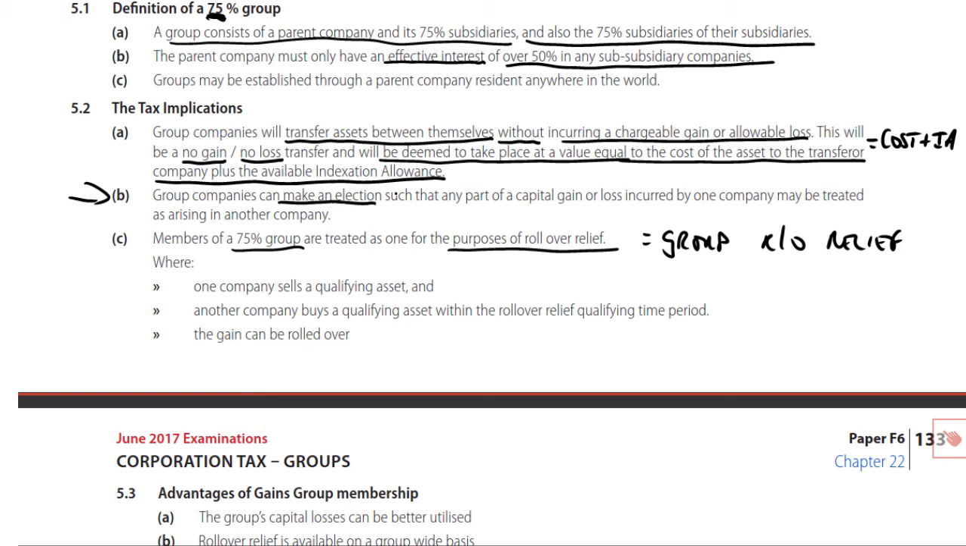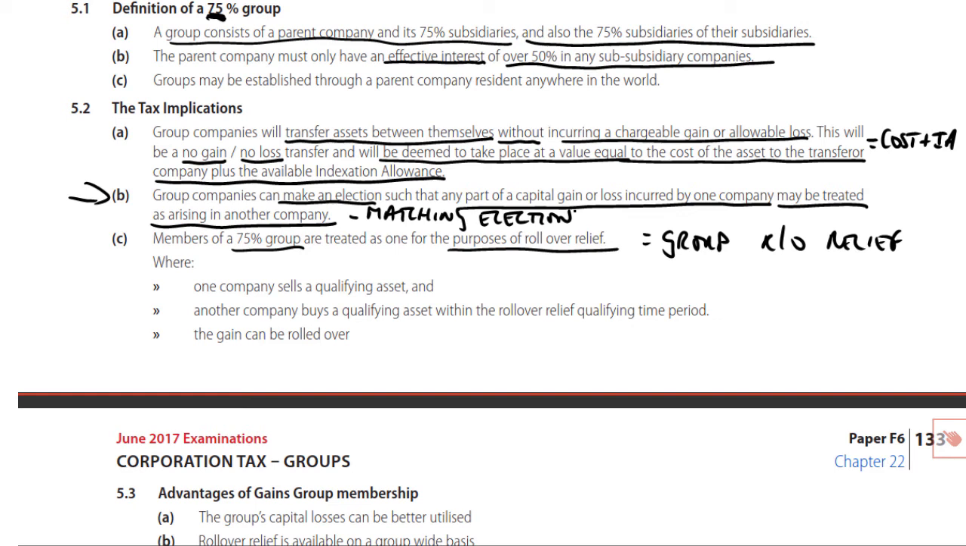The company can make an election such that any part of a capital gain or loss incurred by one gains group member, one company in the gains group, may be treated as arising in any other company. Again, to give it a name, it's known as the matching election, because what it allows us to do is to match gains with losses. So within your group, you can allow during the accounting period for individual companies to sell off their own chargeable assets and make whatever gains or losses then arise.